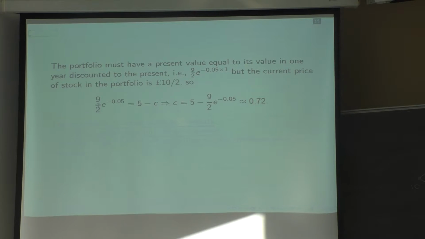Okay? Then we said, okay, so the value of the portfolio can be written in 2 ways. This is way number 1, this is way number 2, and now we can use this equation here to find the value of C. So we solve for C, and we get this expression here, which you can now take out your calculators and get the numerical answer of 72 pence or so.